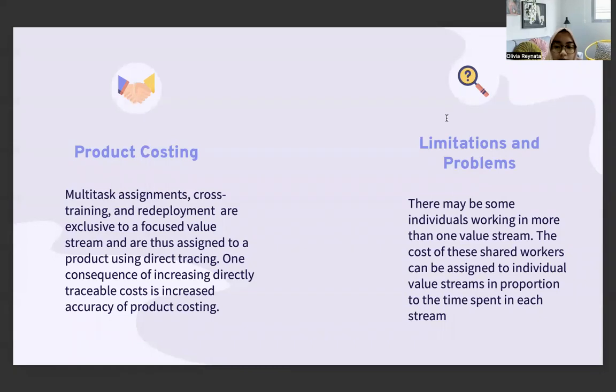However, even in the most ideal of circumstances, there will be some individuals who will remain outside any particular value stream. The plant manager, for example. Assigning this cost to value streams poses the same challenges as assigning them to multiple products in the traditional production setting. And finally, having a value stream for each product is not practical. The usual practice is to organize value streams around a family of products. Next.